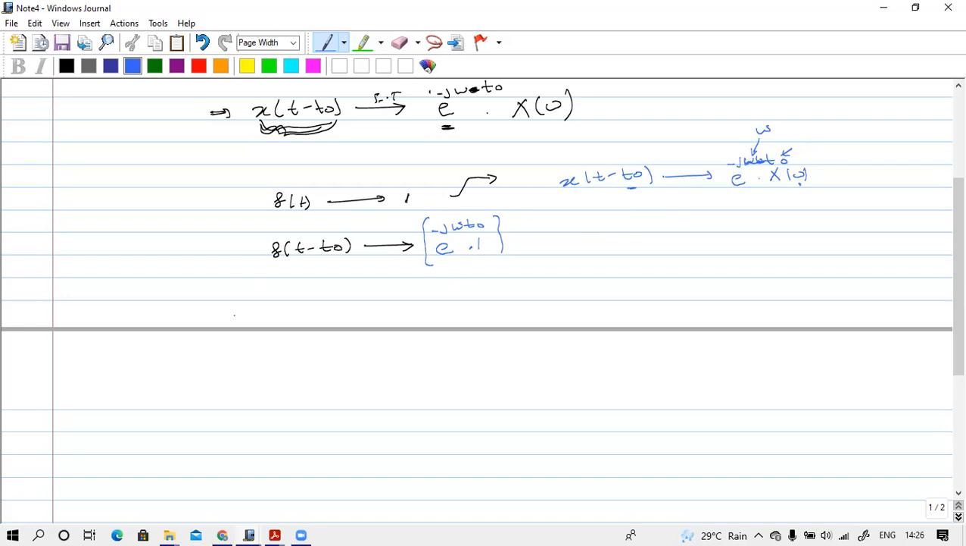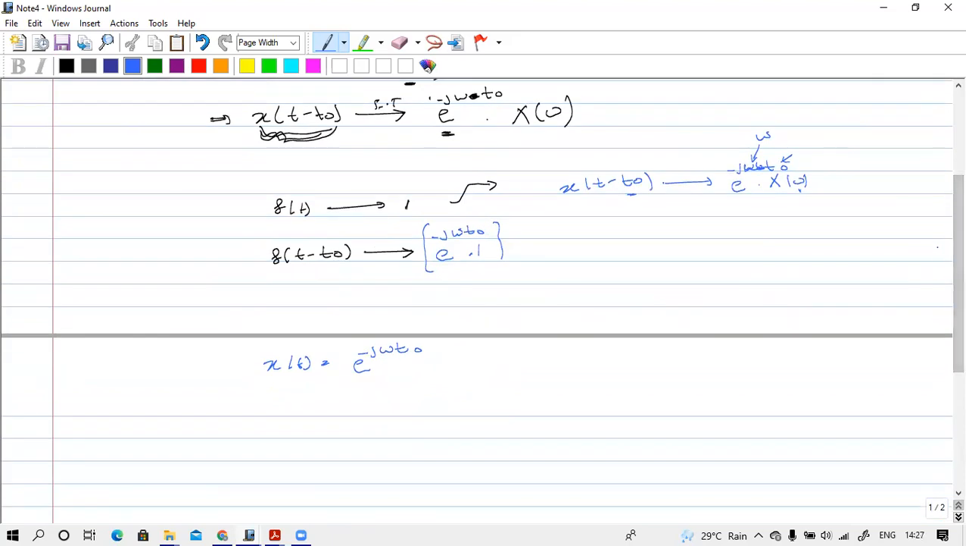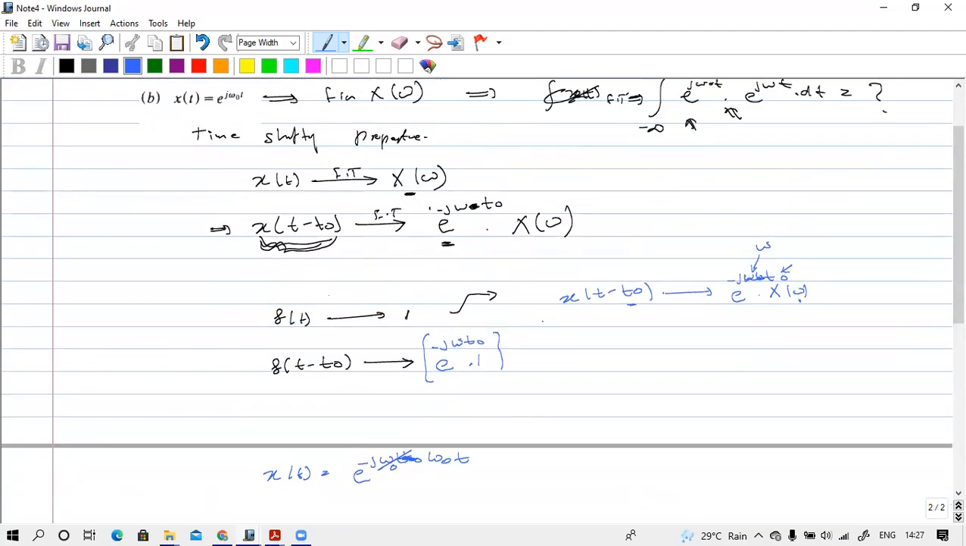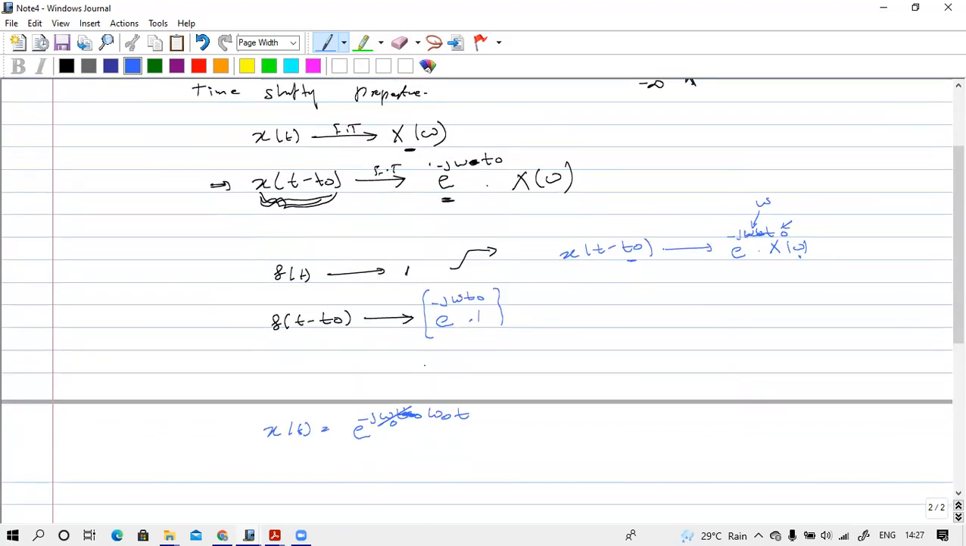Now if you consider the signal x(t) equal to e to the power minus j omega naught t, it is omega naught t. I'm sorry, we can't use the time shifting property to evaluate this. We have to use the frequency shifting property. I'm sorry.